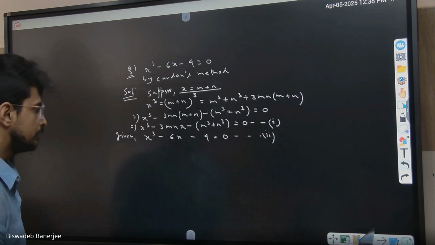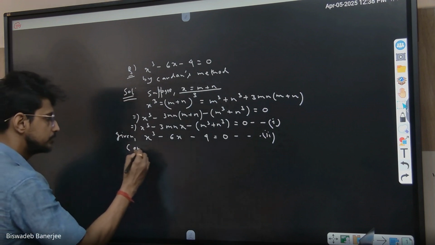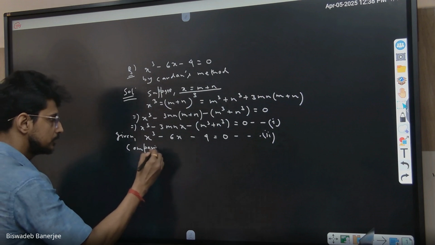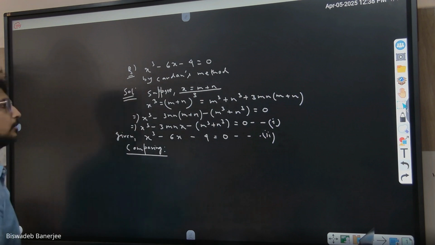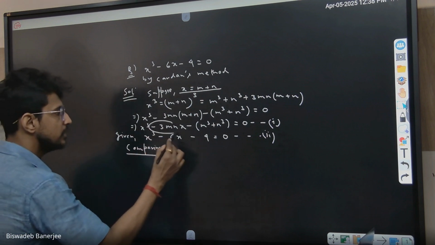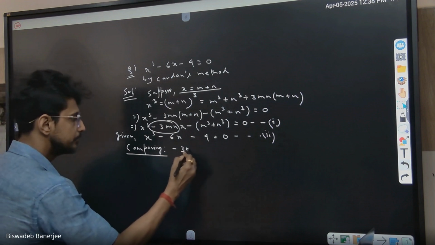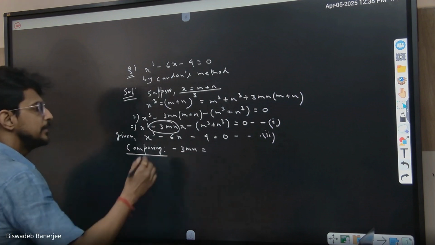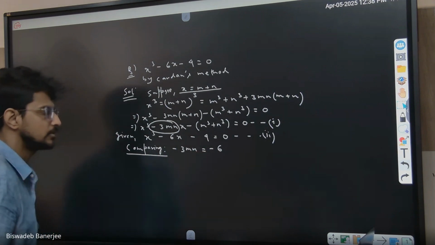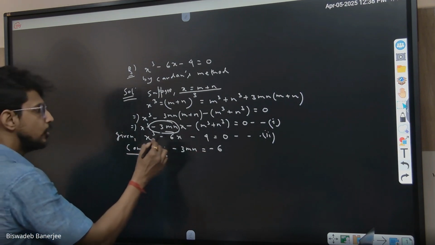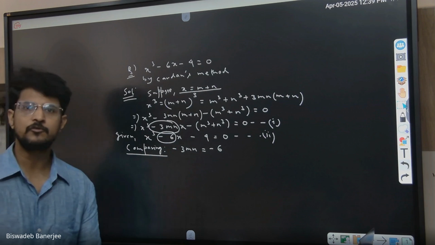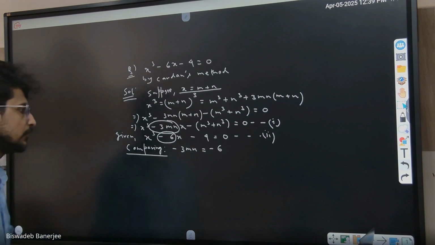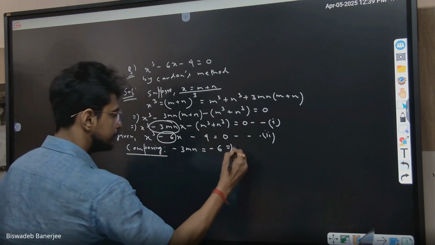Now if we compare, see that my coefficient of x is minus 3mn, and my coefficient of x is here minus 6, giving you mn equal to 2.